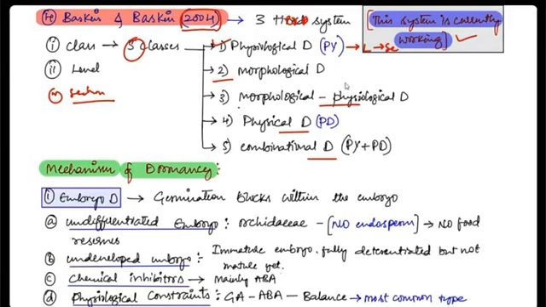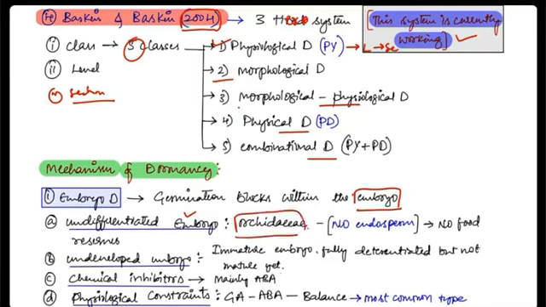So next we can talk of the mechanism, how embryo dormancy actually occurs, or what the factors contributing to dormancy are in case of embryo dormancy. It's mainly because of the germination blocks within the embryo, the blocks that are present in the embryo which will inhibit the germination.